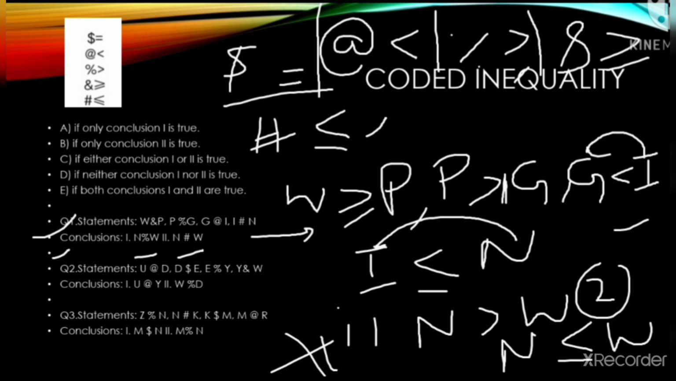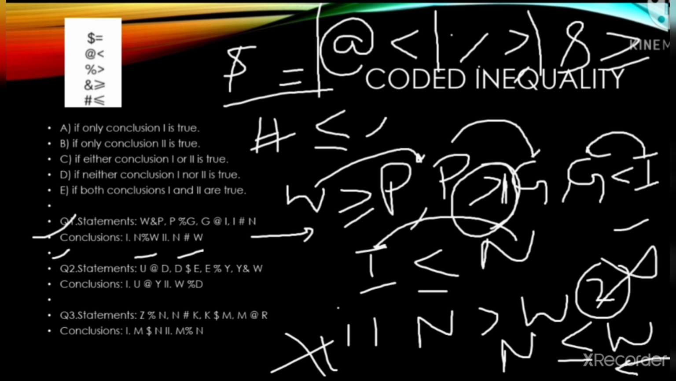Fine. Next is W is greater than or equal to N. So W can move to P, and from P it can go to G, but here we do not have the greater than or equal to sign. Fine. So in this way this also goes wrong.